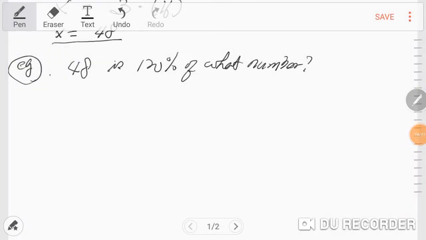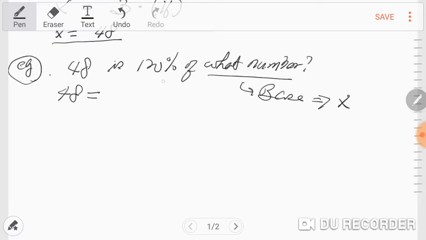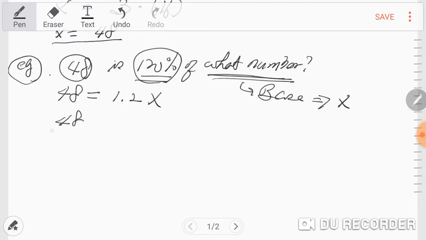In this example, 48 is the amount. So 48 is equal to 120% of one number, and this one number is the base. So let's make it a variable x. And 120% is 1.2 times x. So the amount 48 is equal to the percent 1.2 times the base x. Then divide each side by 1.2, and that is the base x.